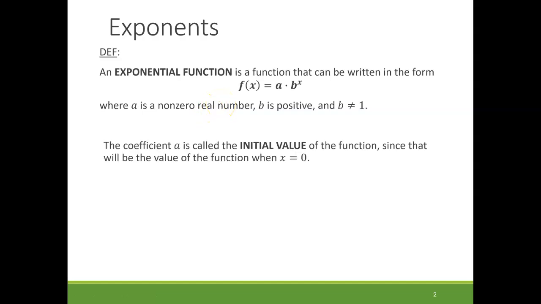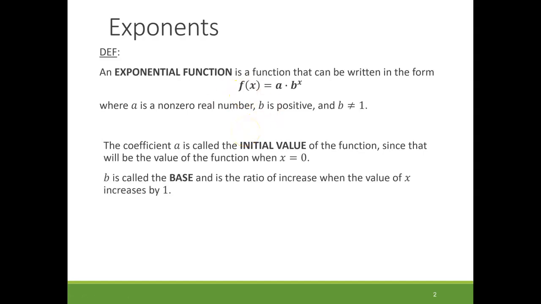Oftentimes we'll refer to that a coefficient as the initial value, because if I plugged 0 in for x, I'd have a times b to the 0. B to the 0 is 1, which is just equal to a. Oftentimes the x variable in an exponential function in the real world is time. And at time 0, that would be the initial value for your function. That's kind of where the name comes from.